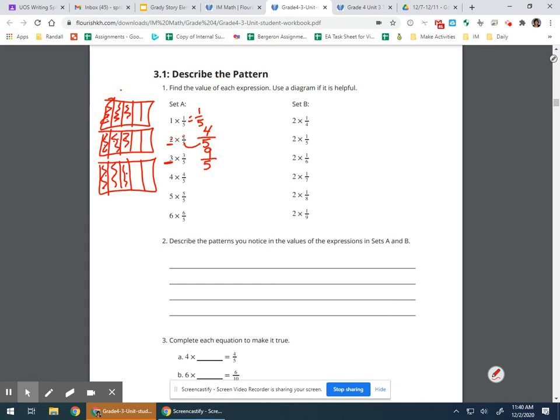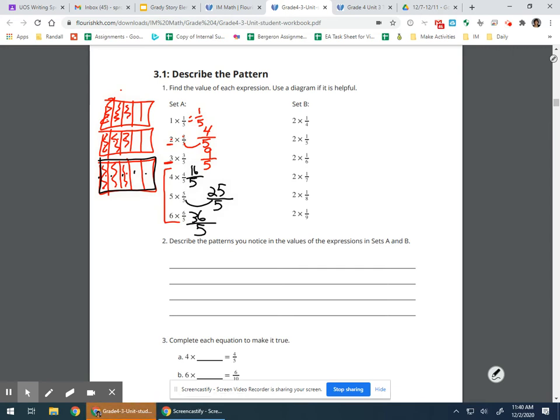I want you to pause the video and do the next 3. Okay, we're back. I hope that you finished this and I hope you understood it. So my next one is 4 times 4, which is 16. It takes 5 to get a whole, so we're going to say 16/5. 5 times 5 is 25. The bottom number stays the same because that's how many it takes to make a whole. See, it takes 1, 2, 3, 4, 5 to make a whole. 6 times 6 is 36 pieces, but it takes 5 to make a whole.